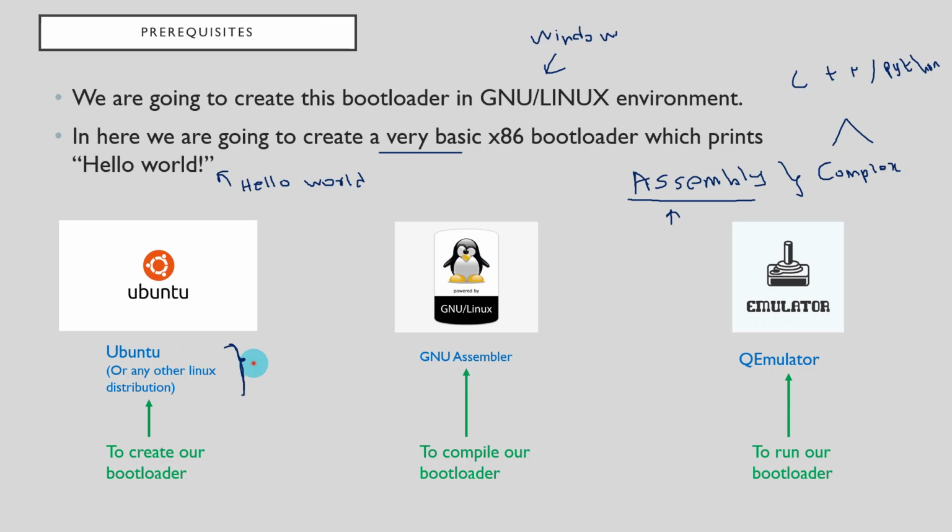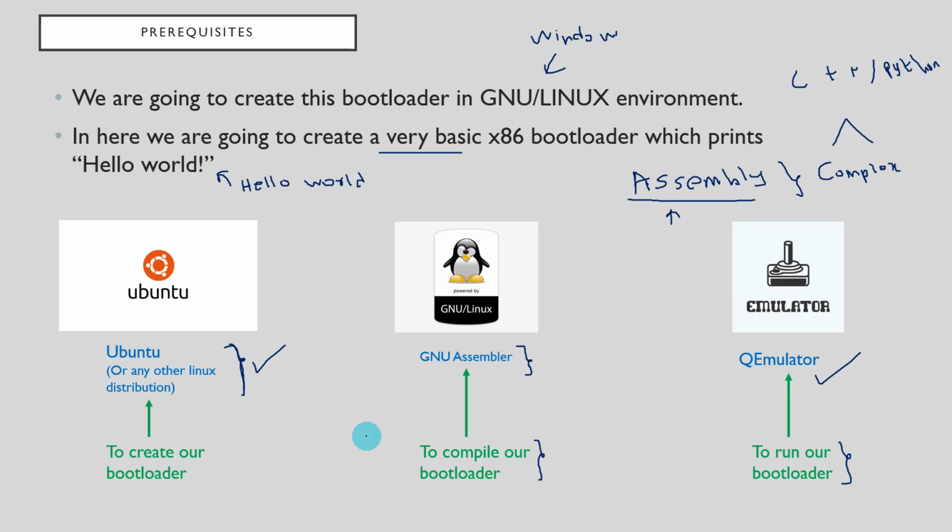Okay, so now we have Ubuntu. Then we need the GNU Assembler, because we are going to use assembly language. Therefore, we have to use the GNU Assembler for the compilation process. You will need this, and I will show you how to install it as well. Afterwards, we have to run our bootloader. In order to run our bootloader, we use qemu-utils.